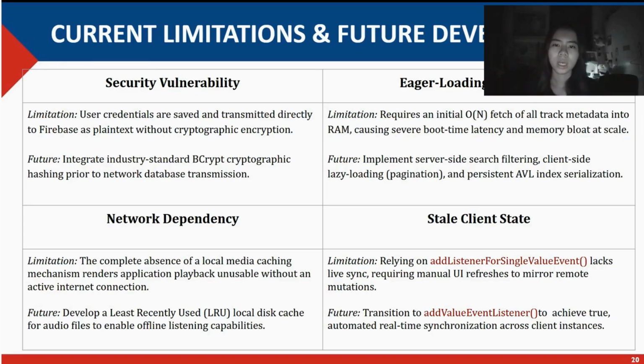To conclude, I would like to highlight four limitations. The first is security. We plan to integrate bcrypt encryption to ensure secure credential hashing. Then the real-time synchronization. We'll move to Firebase Value Event Listener to ensure all clients stay synchronized instantly. Then the performance. We aim to serialize the AVL tree structure locally to reduce startup time.